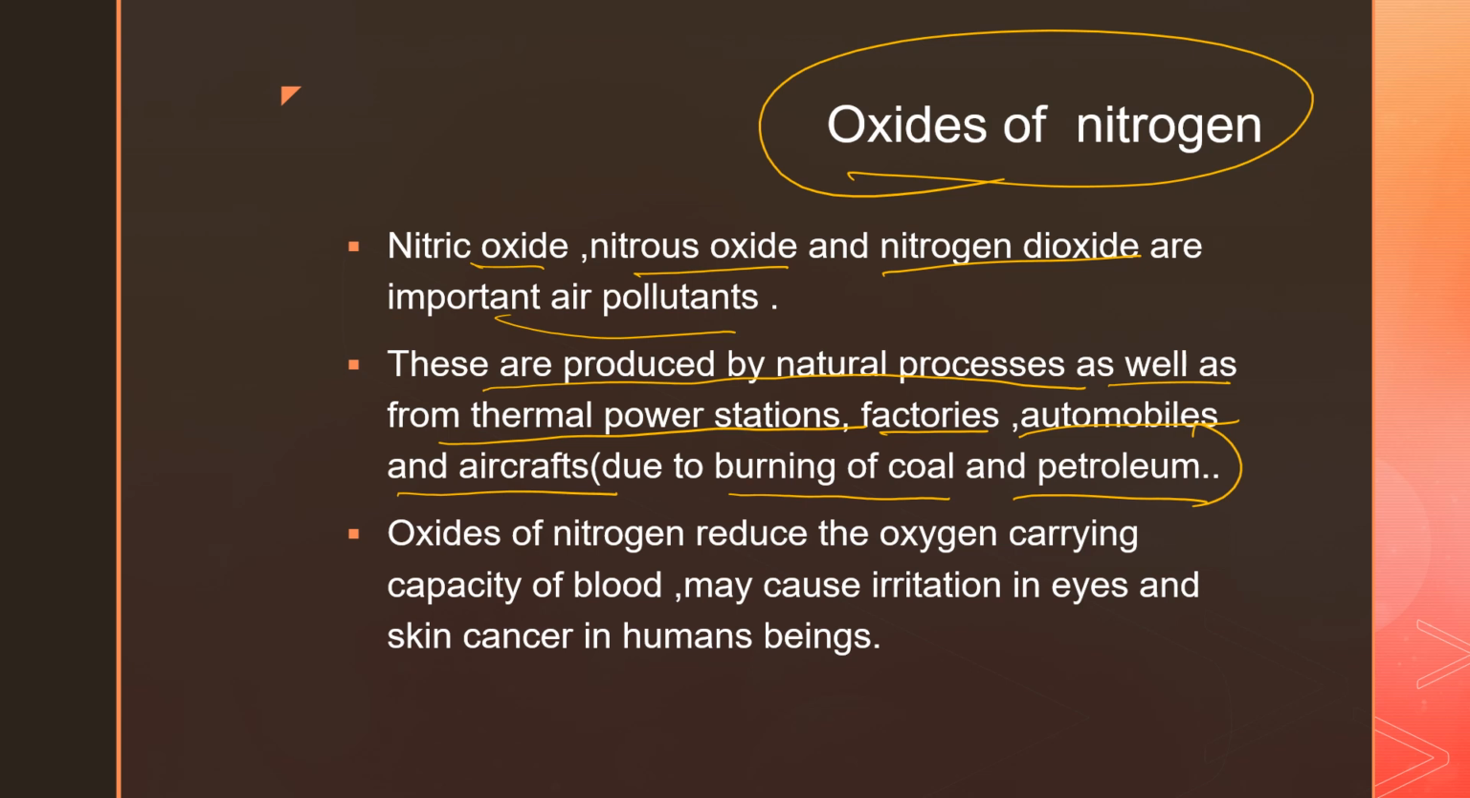So due to the burning of coal and petroleum in thermal power stations, factories, automobiles and aircraft, oxides of nitrogen are produced. Oxides of nitrogen reduce the oxygen carrying capacity of the blood. They may cause irritation in eyes and skin cancer in human beings. So let us move on to the next part, where there are other pollutants as well.